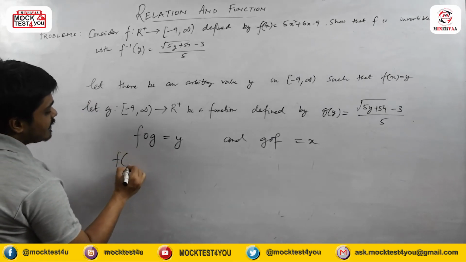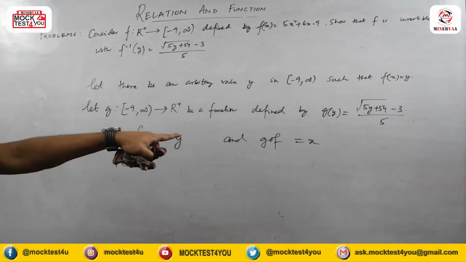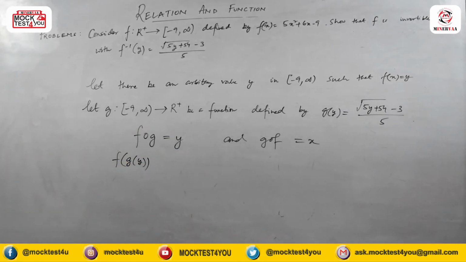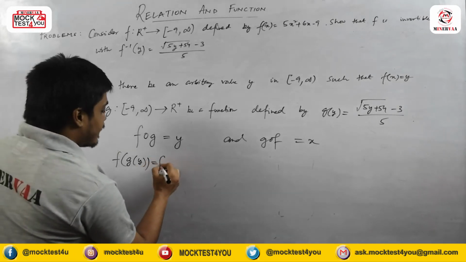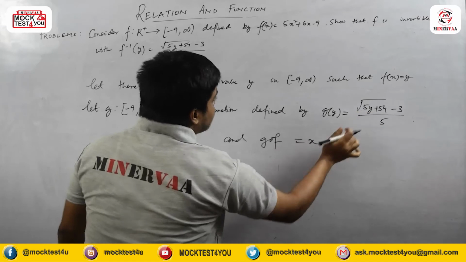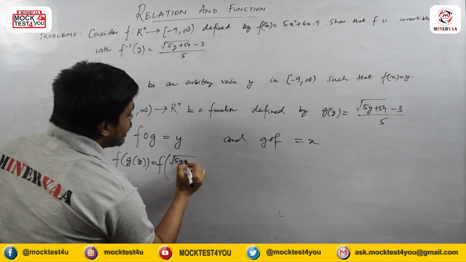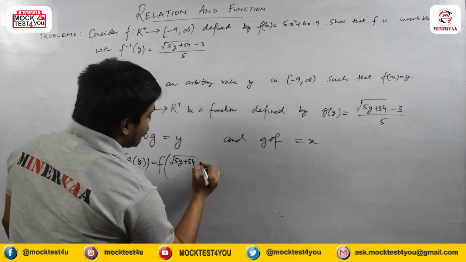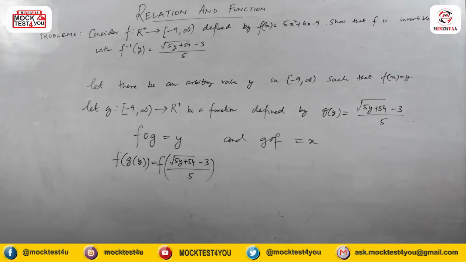So f of g basically means what? f of g of y, because g of y is the function, it's not f of g of x, it will be f of g of y. And f of g of y is equal to f of, let's write this, g of y is that thing, root over of 5y plus 54 minus 3 divided by 5. This is what we have, f of g of y.